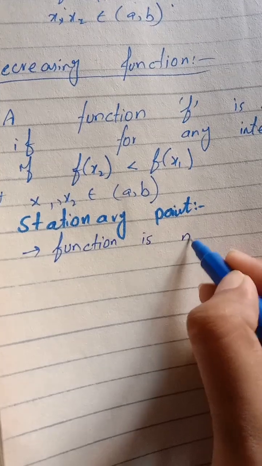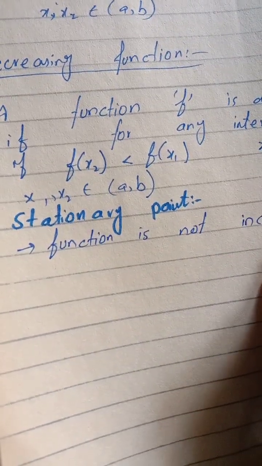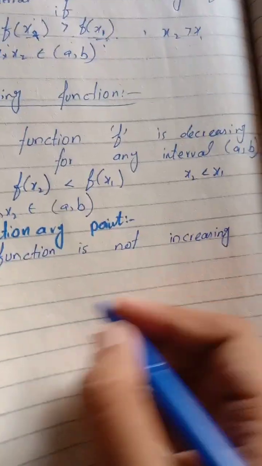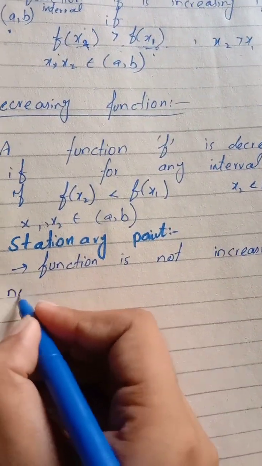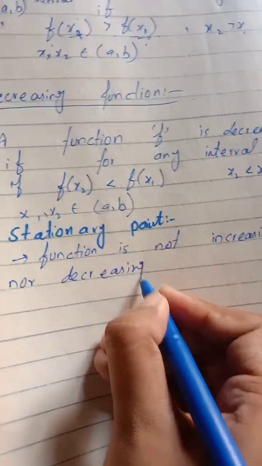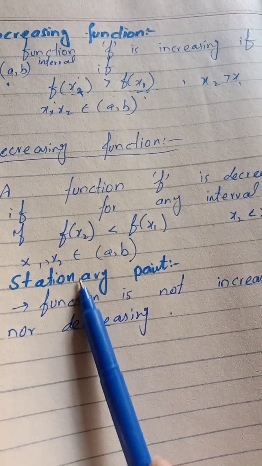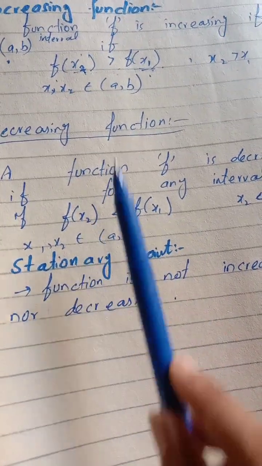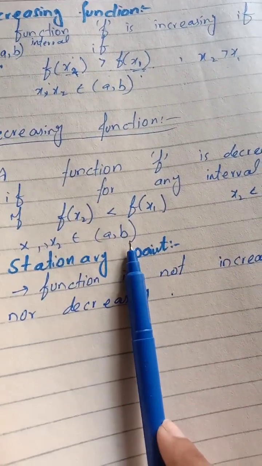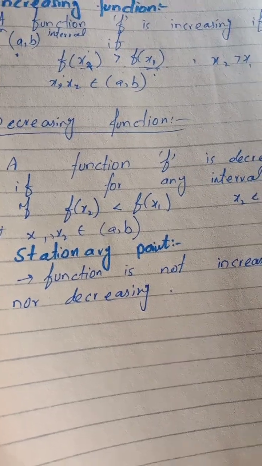The function is neither increasing nor decreasing. We know the conditions of increasing functions and we also know those of decreasing functions. If these two conditions are not satisfied, and some other conditions are given, then the function is stationary.